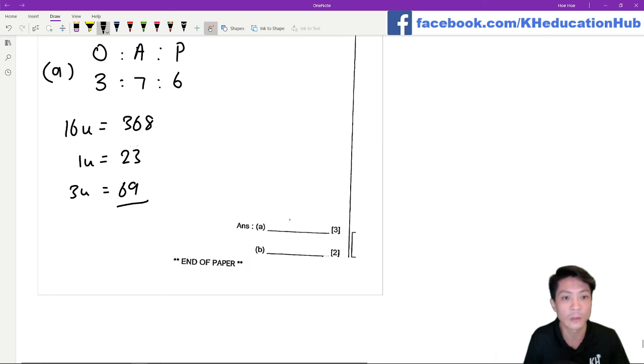So the answer for part A would be 3 to 7 to 6, and part B would be 69.